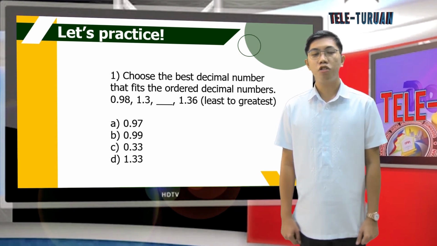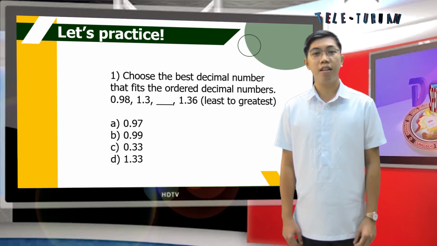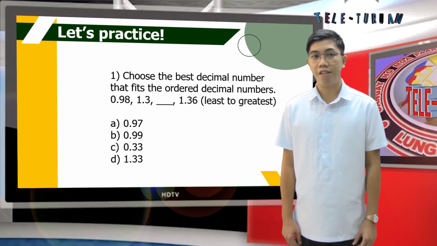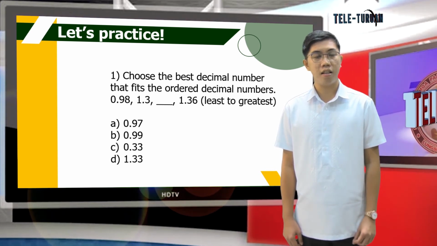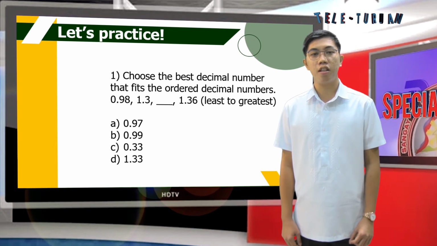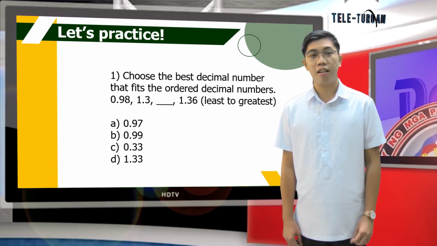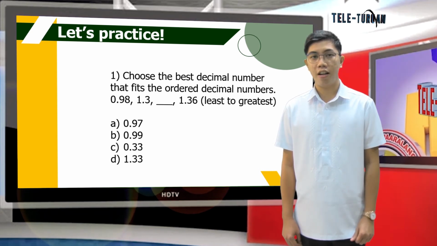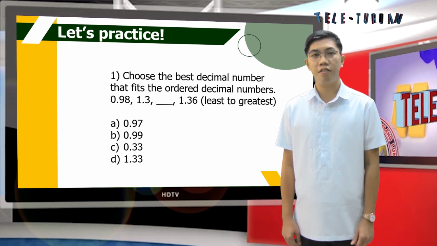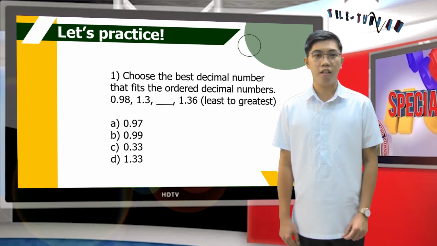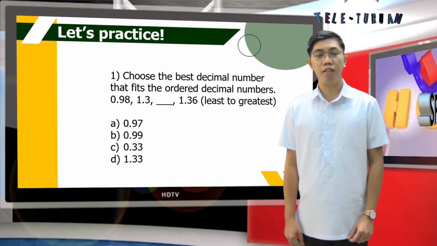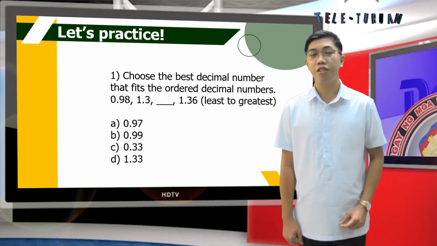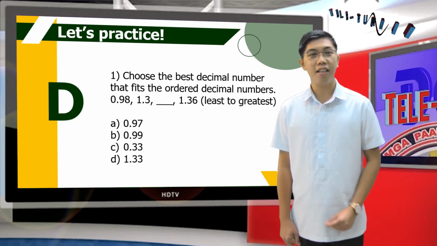Number 1. Choose the best decimal number that fits the ordered decimal numbers. 98 hundredths, 1 and 3 tenths, blank, 1 and 36 hundredths. That's least to greatest. Letter A, 97 hundredths, B, 99 hundredths, C, 33 hundredths, or D, 1 and 33 hundredths. If you think your answer is D, great, that's the correct answer.